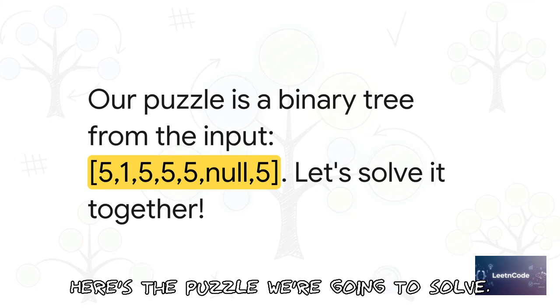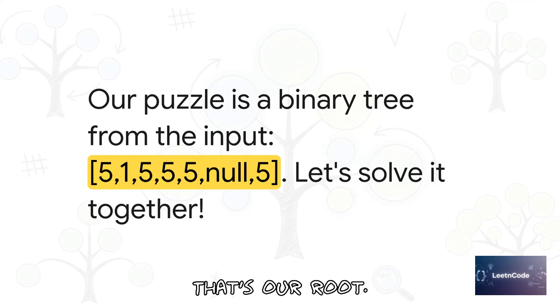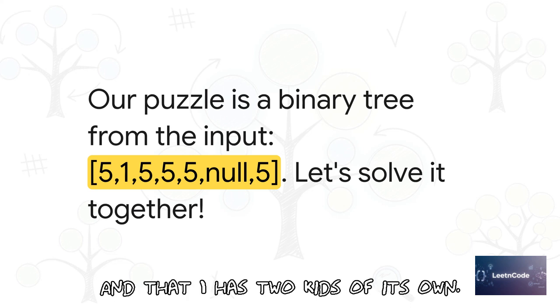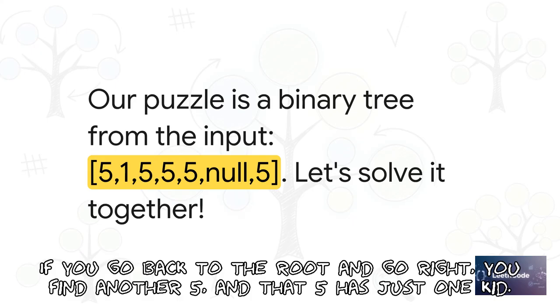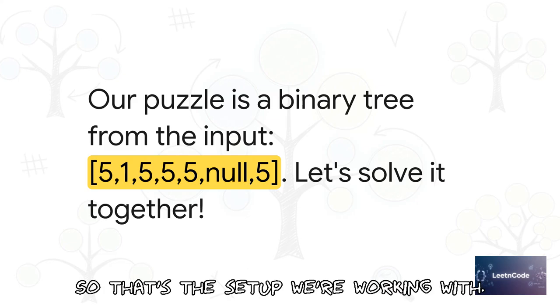Here's the puzzle we're going to solve. We've got a tree that starts with a 5 at the very top. That's our root. Now, if you go left, you hit a 1. And that 1 has 2 kids of its own. Both of them are 5s. If you go back to the root and go right, you find another 5, and that 5 has just 1 kid, which is, you guessed it, another 5. So that's the setup we're working with.